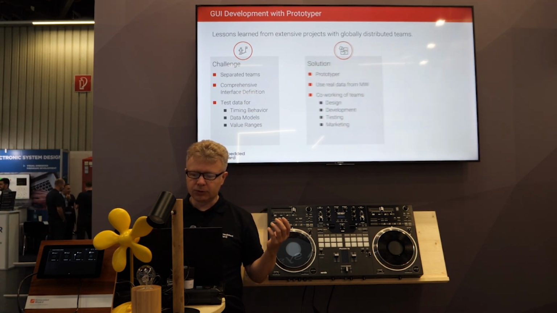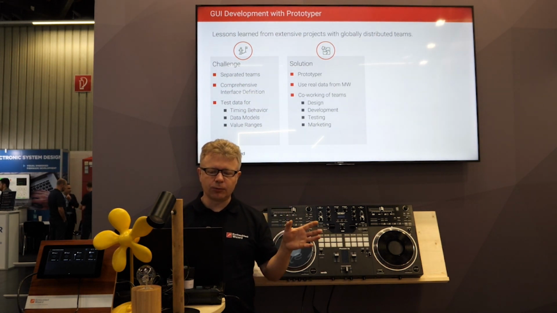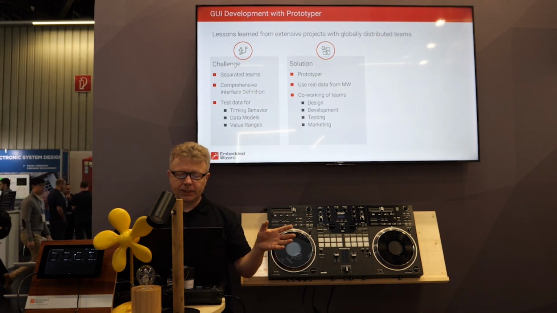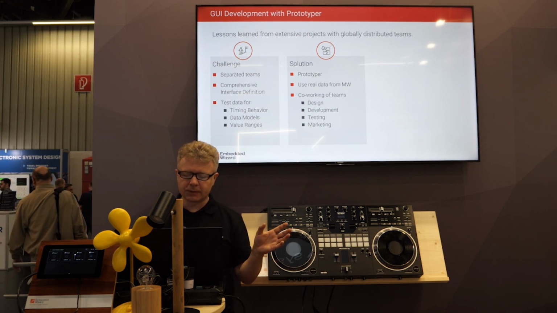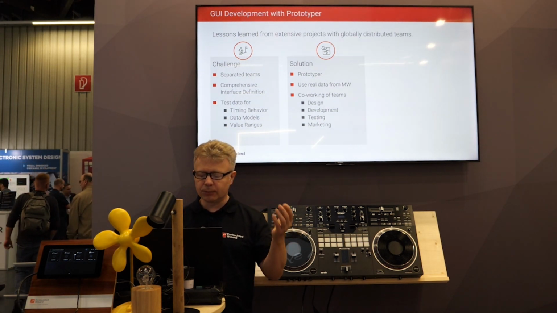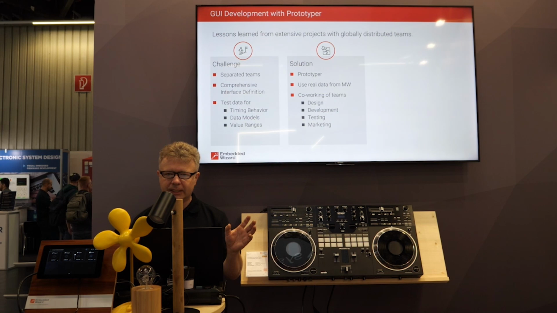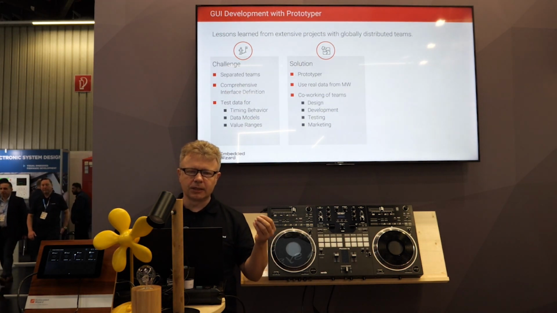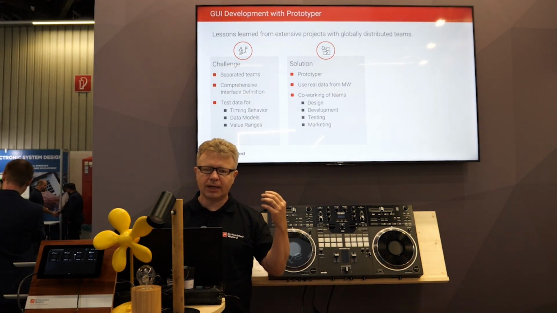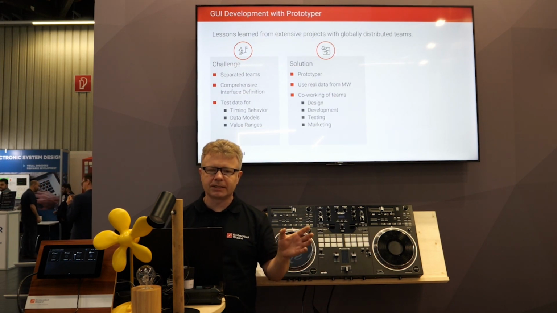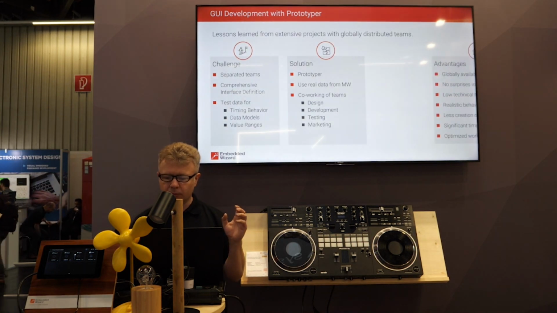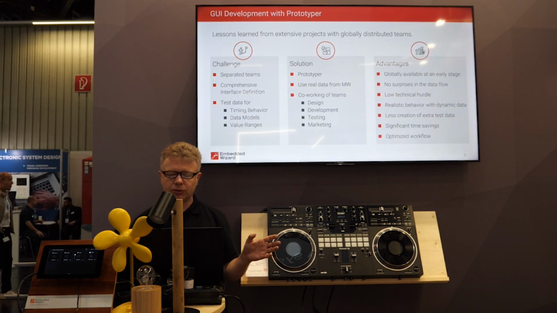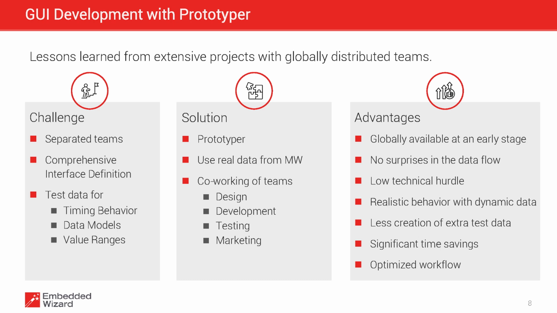Now, the solution is Embedded Wizard's prototyper. With this, you can really use real data from your middleware, and this helps the co-working of the teams. The design team, as well as the development team, and also the testing and marketing teams can already use this data during the design, evaluation and development phase. It can easily be exchanged without exchanging any hardware. And the advantages you have with this solution: it's globally available at an early stage.